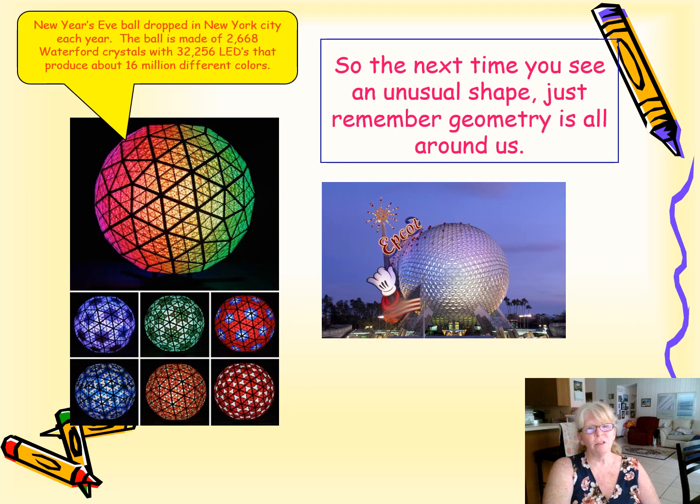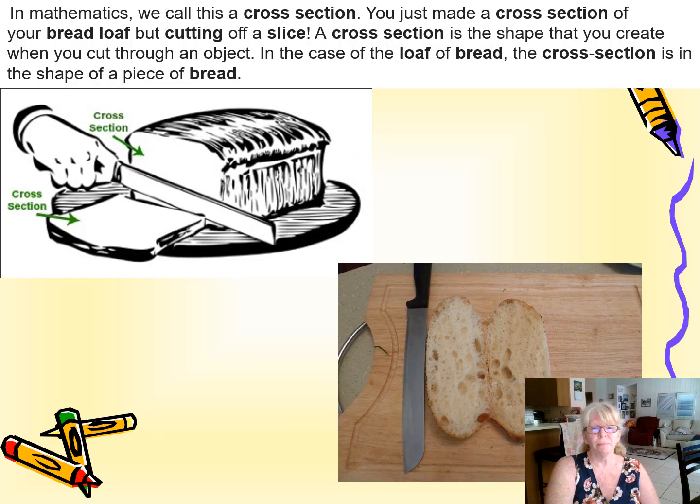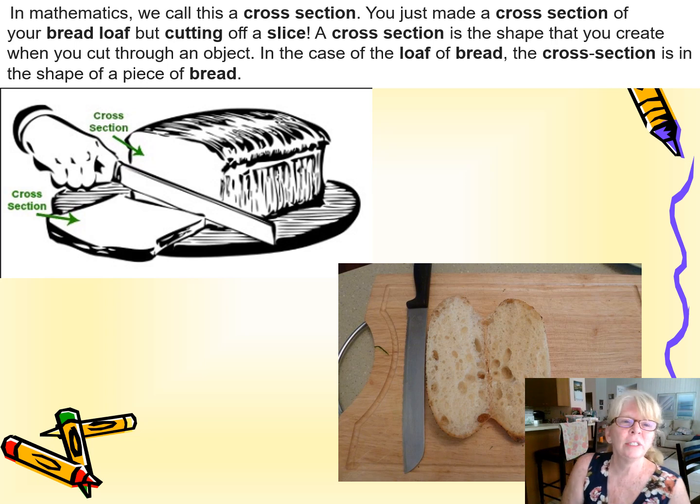Epcot is our sphere. The New Year's ball that drops is our sphere. Just a fun little picture for you to see. And as I said, it's everywhere. 3D, 2D figures, everywhere. 3D figures, of course, more. I just wanted to show you this, and then I will be all done.